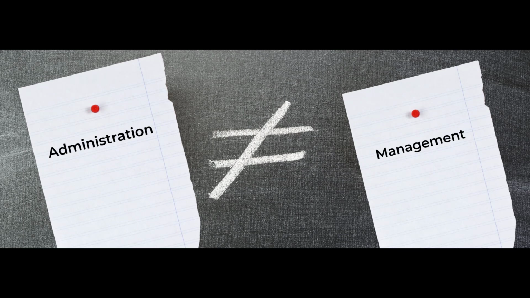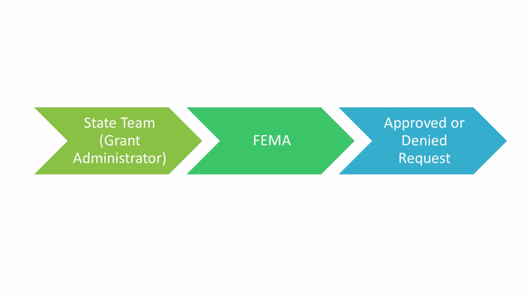Grant administration versus grant management. What is the difference? In the context of Tempest Gems, grant administration describes the tasks often taken on by the state team. Partnered with FEMA, the state team evaluates and approves, or denies, requests from state applicants. For example, grant administrators make the first pass determination of an applicant's eligibility when RPAs are submitted.